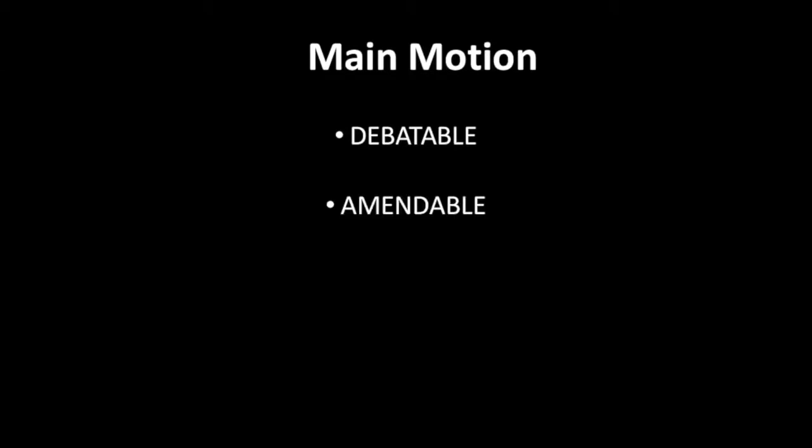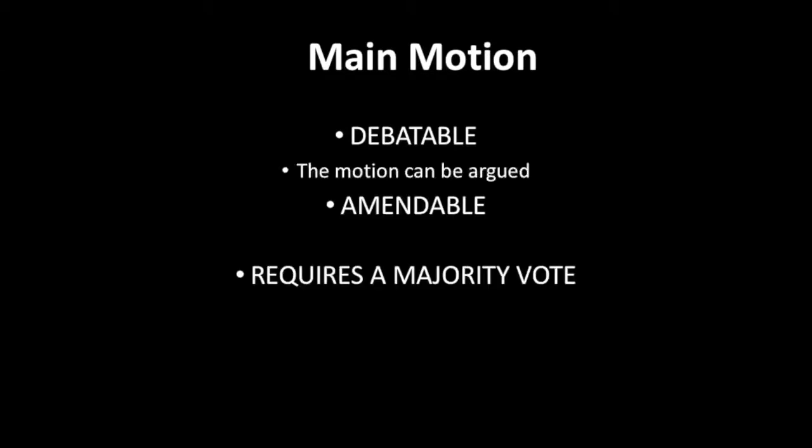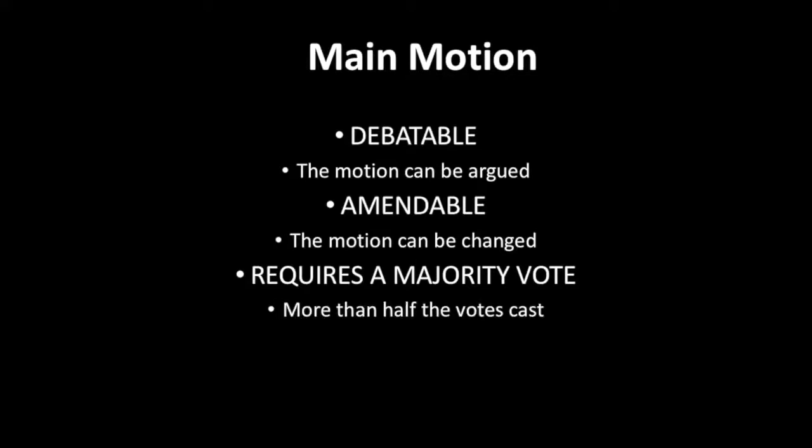The main motion. The purpose of a main motion is to introduce business to the group. A main motion is debatable, amendable, and requires a majority vote. Debatable means the motion can be discussed, pro and con. Amendable means the motion can be changed. Majority means more than half of the votes cast.